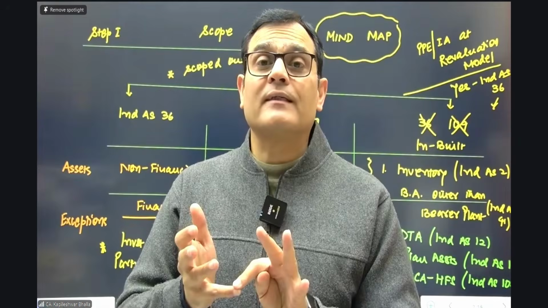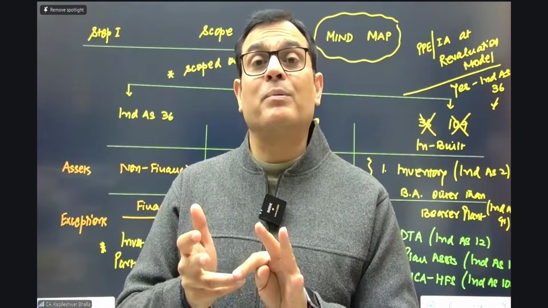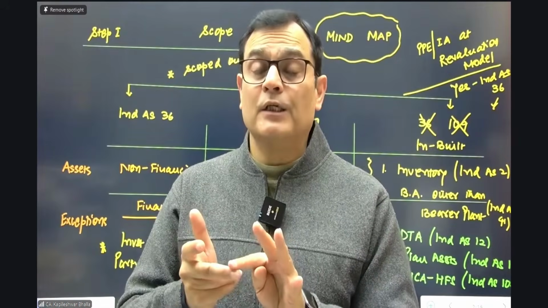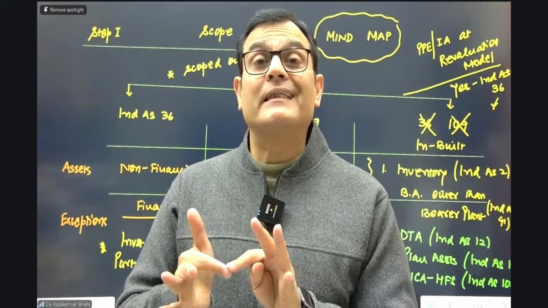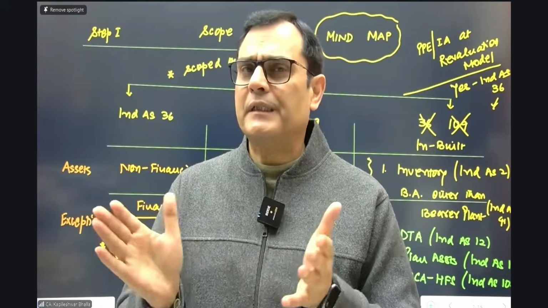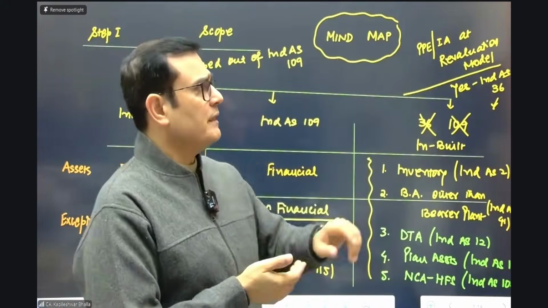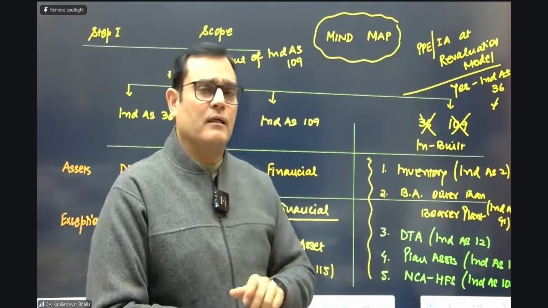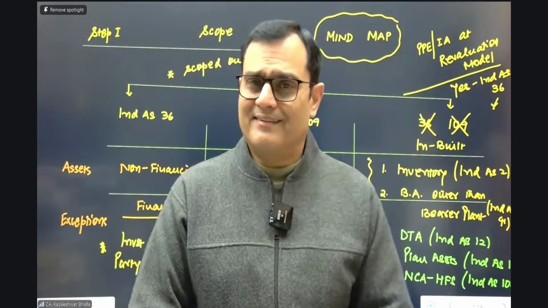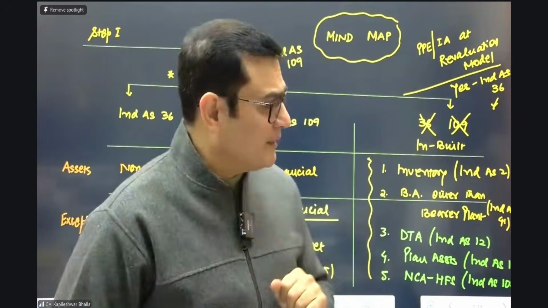And then you can list 5 things on the 5 fingers of your hand, where neither 36 nor 109 applies. You've got non-current assets held for sale, biological assets other than bearer plants, a DTA, and inventory. And also remember PPE and intangible assets taken at a revaluation model are still covered under Ind AS 36. Good. So I think this is the step 1 mind mapping. And now let's go on to step number 2.